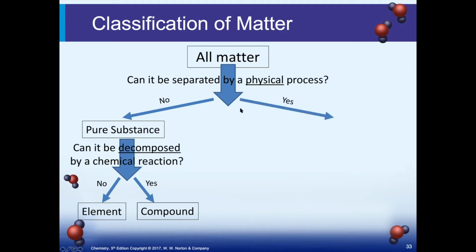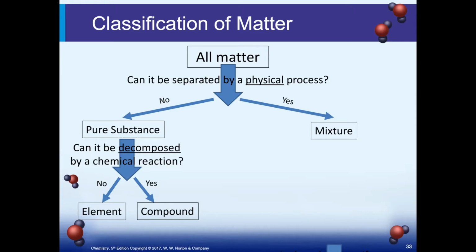All right, well, let's go back up to the top here. Let's say that we can separate this matter into different subgroups of matter with a physical process. What we call that is a mixture. And if there is a mixture, then it still is not the end of the line. We have to classify what type of mixture it is.